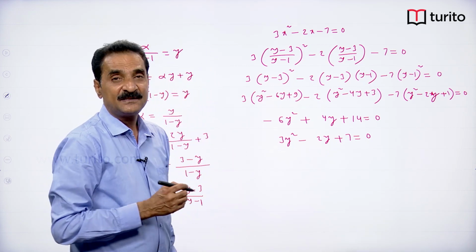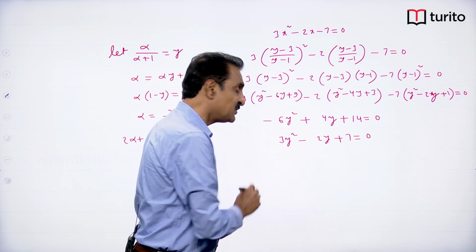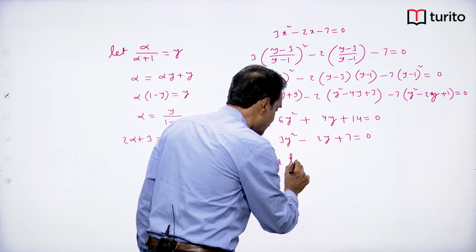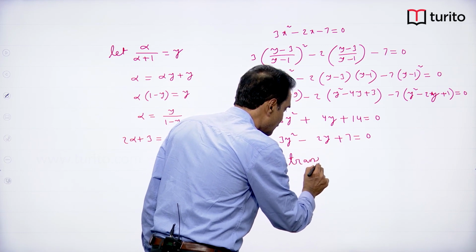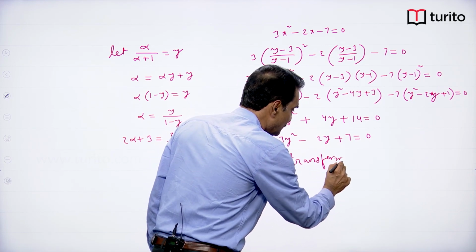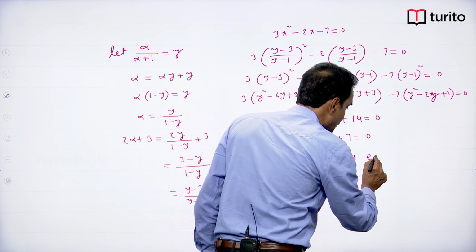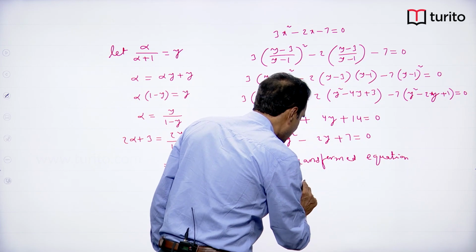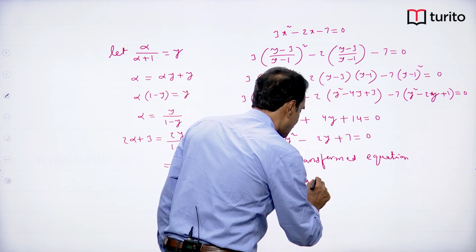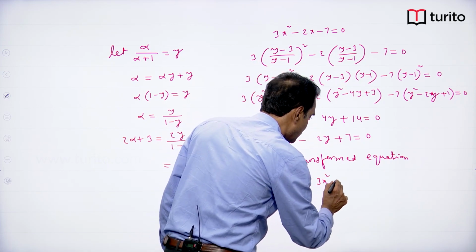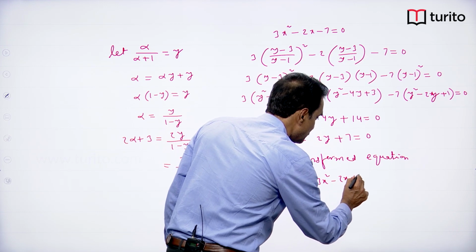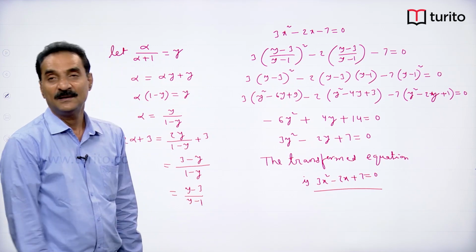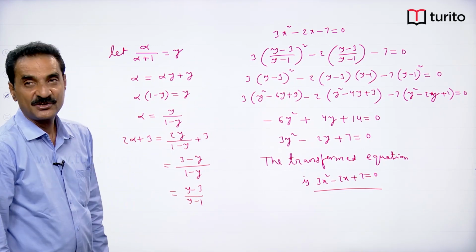Now what is the transformed equation? Replacing y by x, the transformed equation is 3x square minus 2x plus 7 is equal to 0. Okay. Let us move on to the next question.